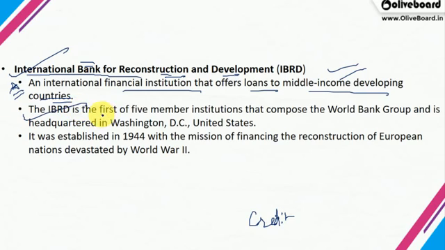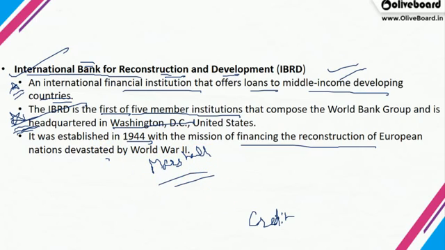IBRD is the first of the five member institutions. It is the oldest. That's why it is more important, and it is headquartered in Washington DC. It was established in 1944. The original mission was the financing of reconstruction of European nations, the Marshall Plan, which we had just learned.